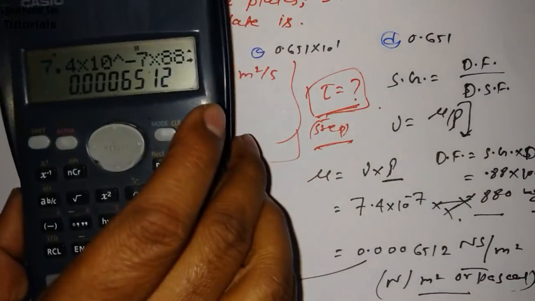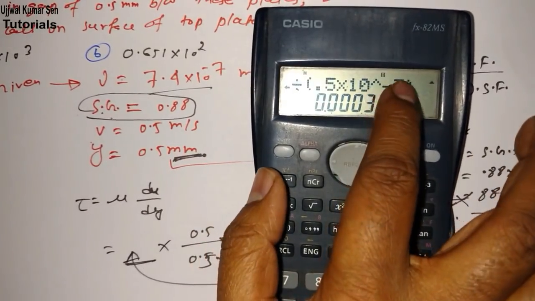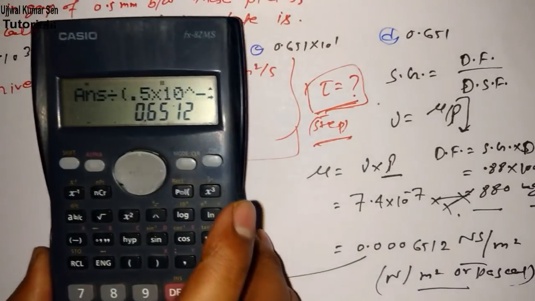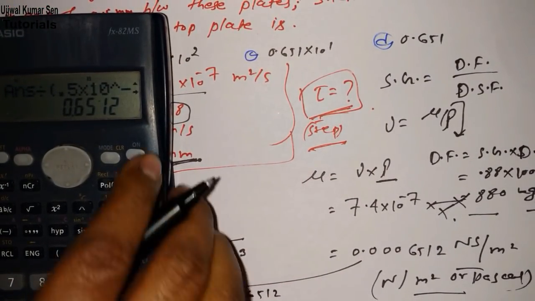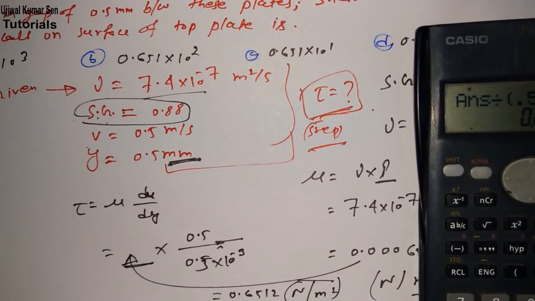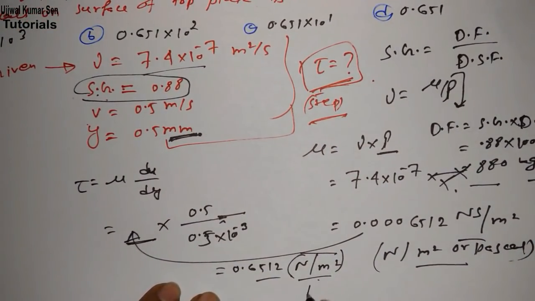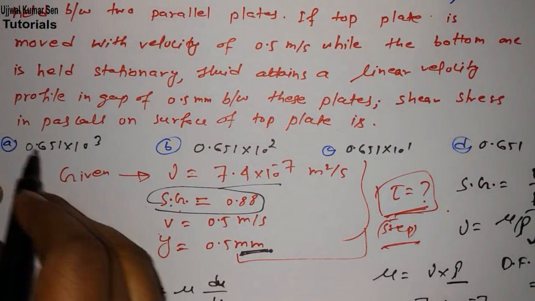Right, now again we need to use the calculator. Multiplied by 0.5, divided by 0.5 multiplied by 10 to the power minus 3. As you can see, what exactly is the value we are getting? 0.6512. And tau is in Newton per meter square, because all the units we have taken in this numerical problem are SI, which means it is in Pascal. Now check out the options we have been given, that is Pascal.